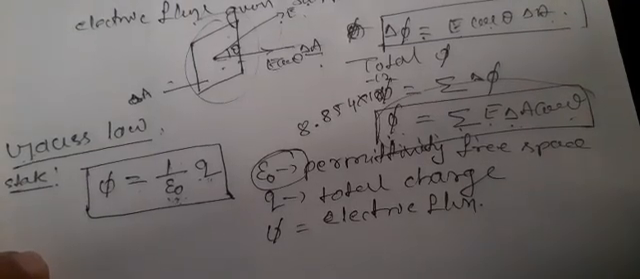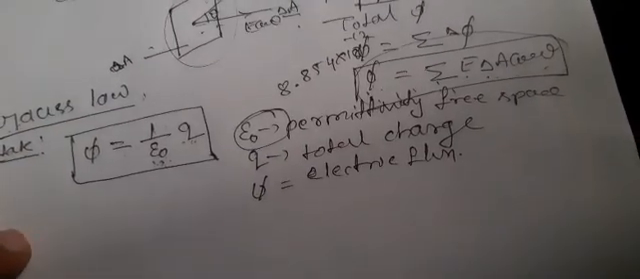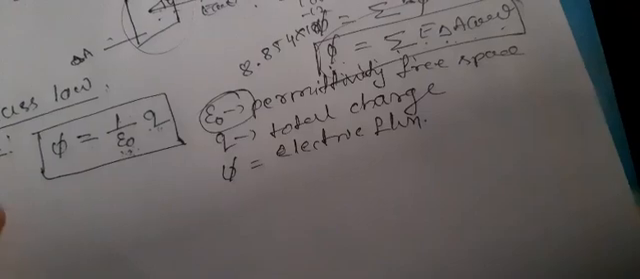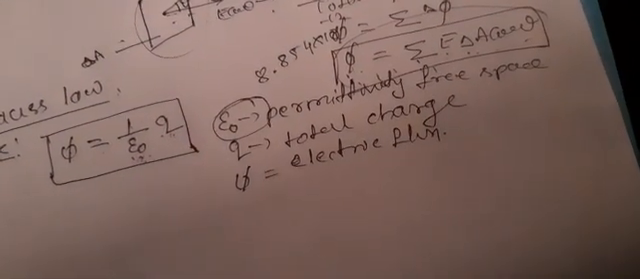8.854 into 10 power minus 12 farad meter inverse. That is the statement and explanation of Gauss law.